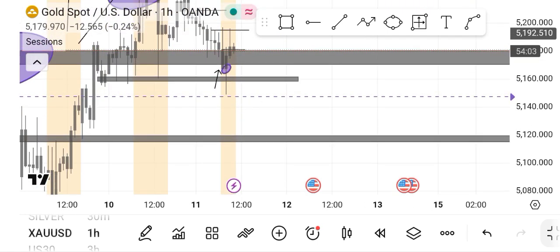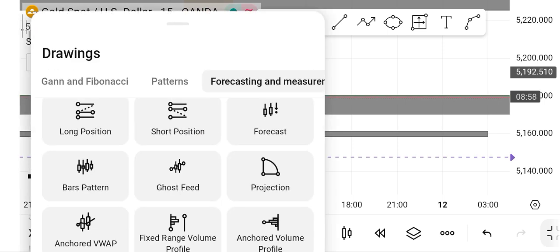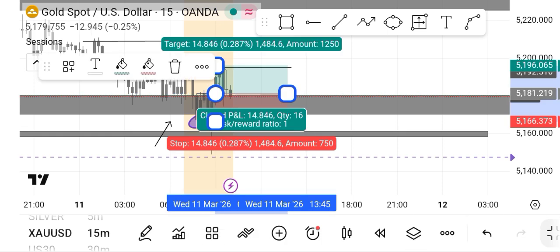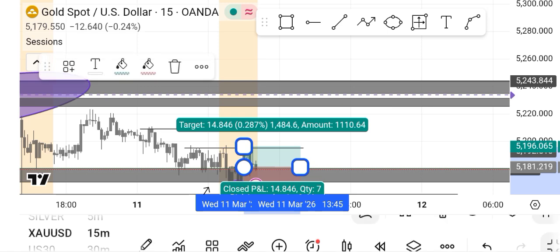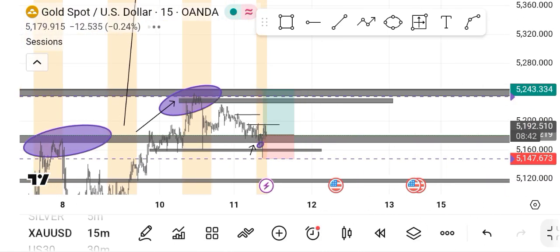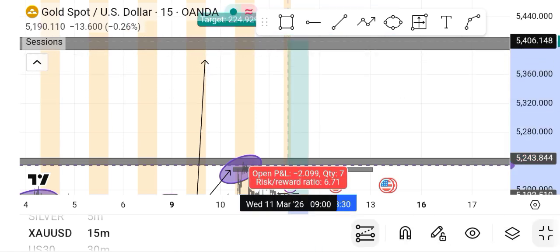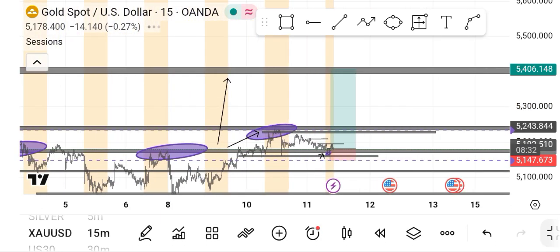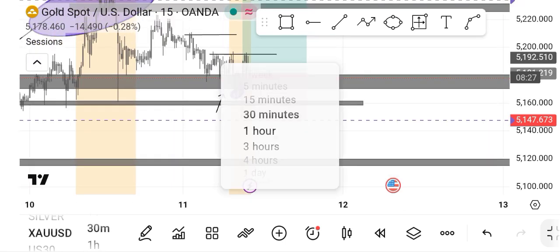I don't know what happened there, but yeah, let me put my long position again on this level, stop loss below this, and first targeting this one, this level, then trying to get to our highest point. We'll see what price will do.